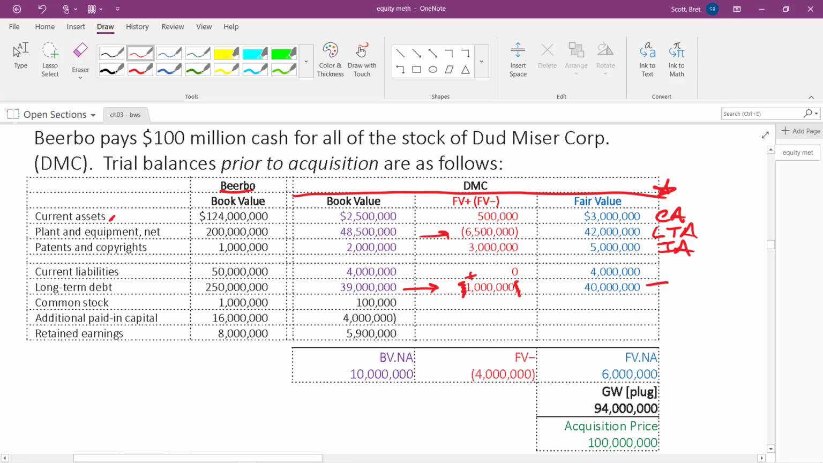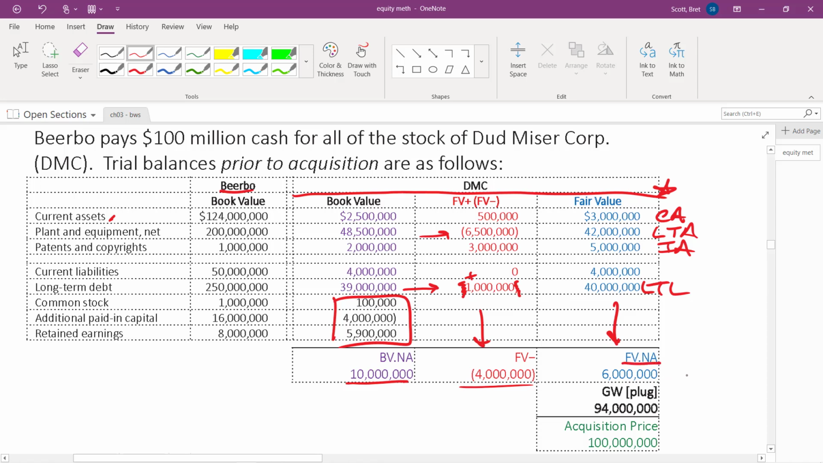The total liabilities, the fair value of the long-term liabilities, unfortunately has gone up by 40 million due to changes in market conditions. Now, when we sum all this up, what we find is that the net book value of DMC is 10 million, which is just the same as summing up the equity, but there's a reduction to the overall book value of $4 million, getting us to the fair value of net assets of 6 million.